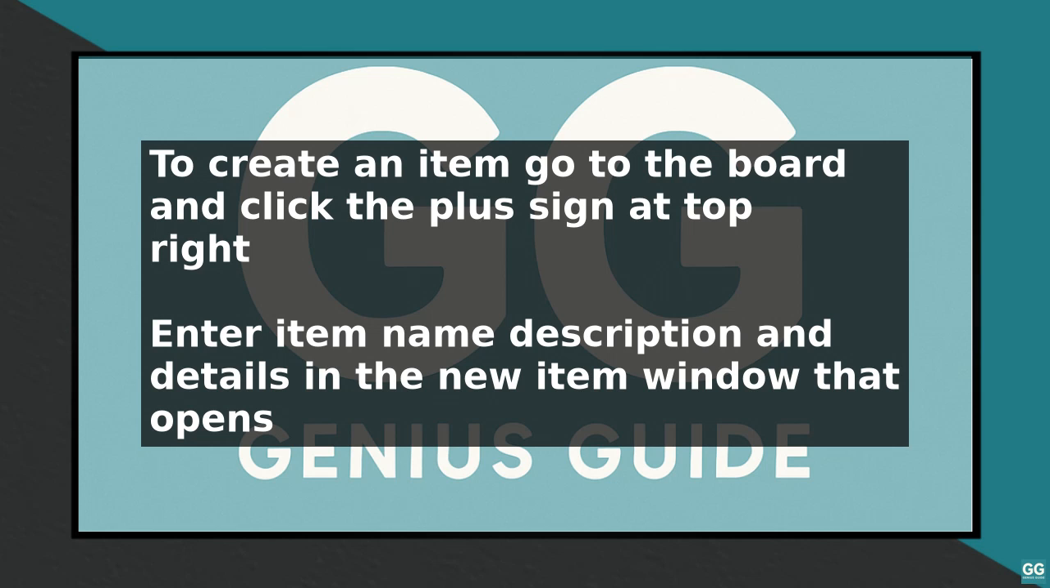You can also use the item menu to perform various actions such as duplicating, deleting, or moving the item. The item menu can be accessed by clicking on the three dots at the right end of the item.